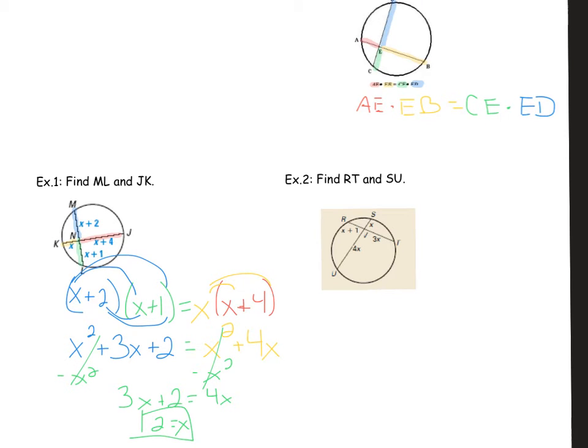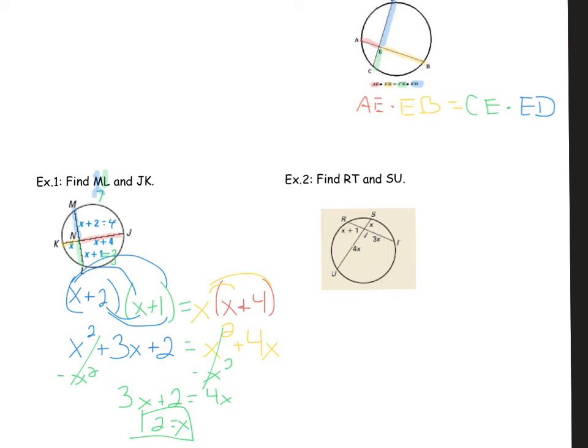Notice up here they asked us for ML, which is, actually let me highlight that in blue and green because ML is the blue and green together. So I'm going to take that value that I got for x, which is 2, and plug that back in. If x is 2, that means this is 4. If x is 2, that means this is 3. So that means ML, if I add them together, 4 plus 3 is 7.